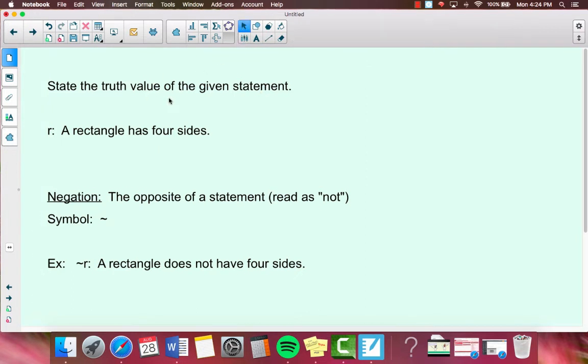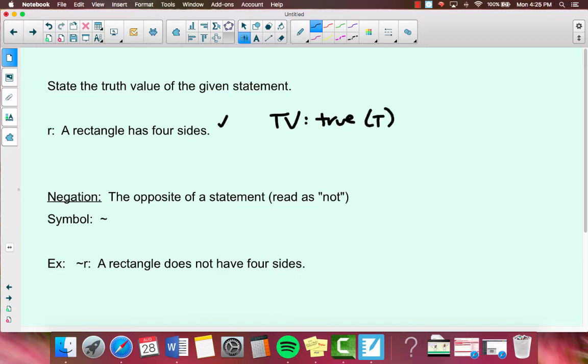It says state the truth value of the given statement. So I have a statement R. It says a rectangle has 4 sides. So does a rectangle have 4 sides? Yes, it does. So I would say my truth value, and I usually abbreviate that TV, I'd say my truth value is true, or I could put T. It doesn't matter, whatever you prefer. And that's it. So really short.